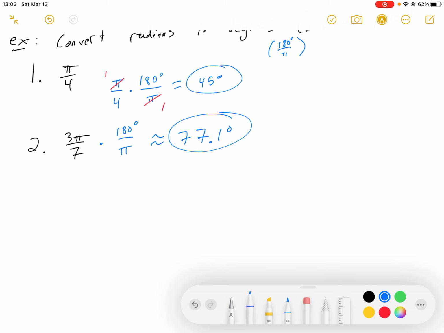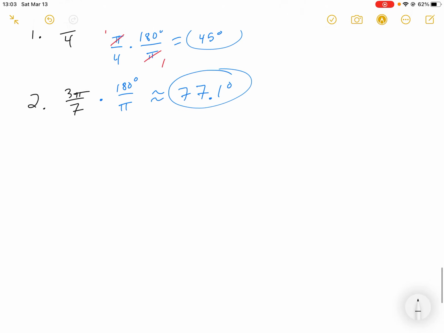Now, before we go on to some other problems, I want to do one last example, and I want to just convert what 1 radian would give me. So 1 radian is kind of weird because I've been talking about answers in terms of pi. Notice this doesn't have a pi. I'm just saying this is 1 radian.